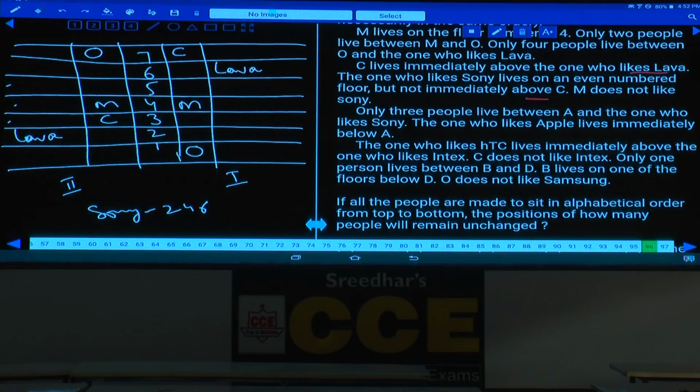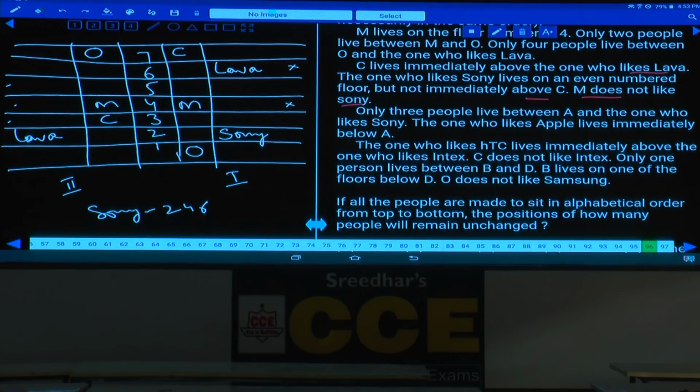Now in the first case, Sony, what are the possibilities? Sony cannot be on the 6th floor, because Lava is already there. And Sony cannot be on the 4th floor because M does not like Sony, that is clearly given. Hence in the first case, Sony cannot be on the 6th floor or the 4th floor. Then what is the only thing left over here? Sony must be on the 2nd floor. Is this clear? Now we have fixed Sony as well.